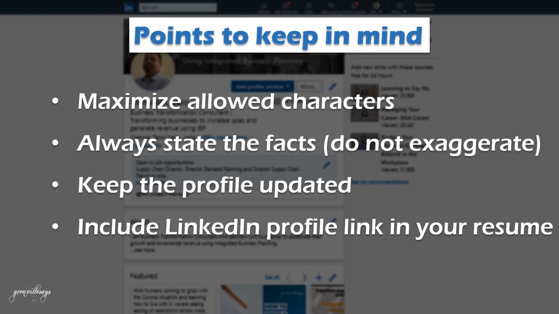And a suggestion is to include your LinkedIn profile link in your resume to help your customers and clients reach out to the LinkedIn profile to read up all about you from this great tool and network.